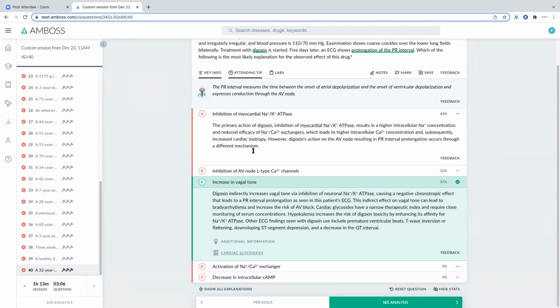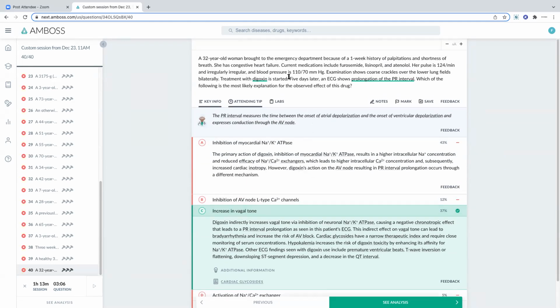Why? Because this is also a correct answer. The primary action will work like this. However, digoxin usually also works on the AV node. In the AV node, digoxin increases the vagal tone. If you guys see your First Aid, you will see that they have mentioned two things. First and foremost, digoxin is known to increase contractility and increase the rate-slowing activity of the AV node. So it has two actions. Number one, increase contractility, and number two, increase in vagal tone.